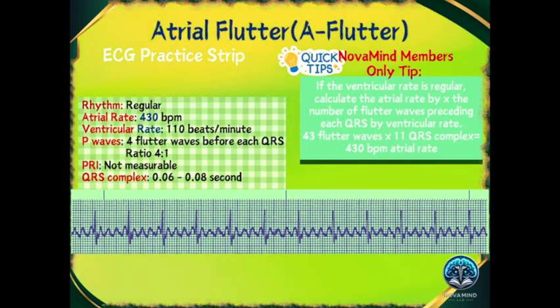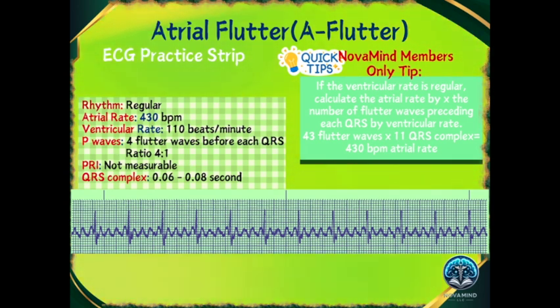Step 4. PR interval. In atrial flutter, a PR interval cannot be measured because the flutter waves obscure the isoelectric baseline, and there is no distinct P wave preceding the QRS complex. Hence, in this rhythm, the PR interval is not measurable.